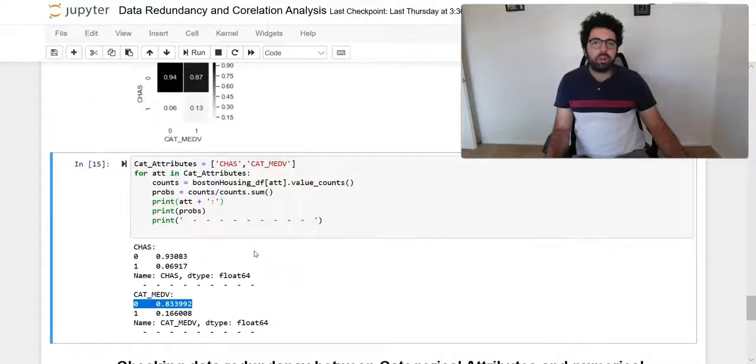The last thing we will discuss in this video is this. So far we have seen we could be using correlation analysis for numerical attributes to analyze if there is data redundancy. And we also see the contingency table is great for seeing if there is data redundancy between categorical attributes. But how about seeing if there is data redundancy between numerical attributes and categorical attributes? Well, there are two ways to go about this.